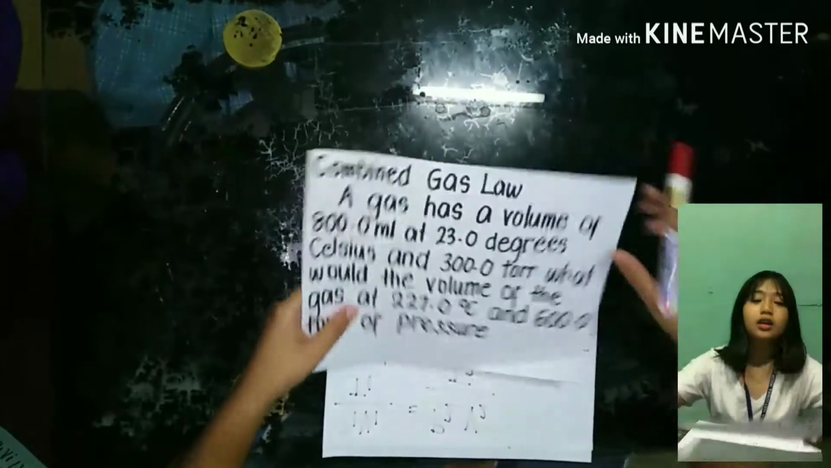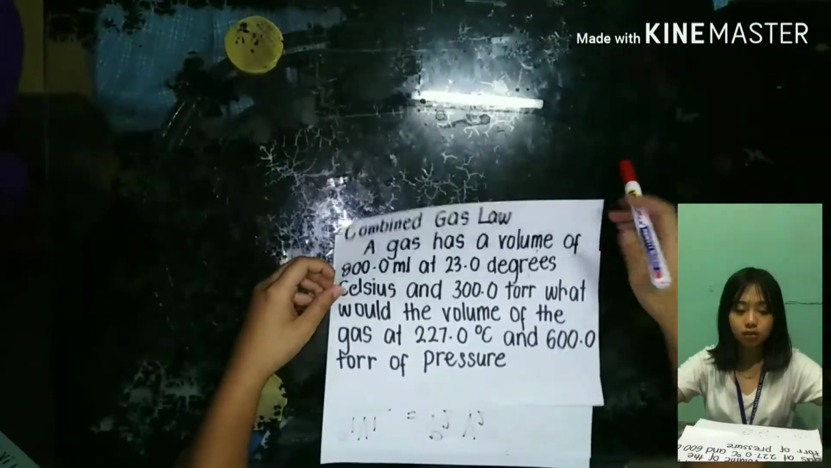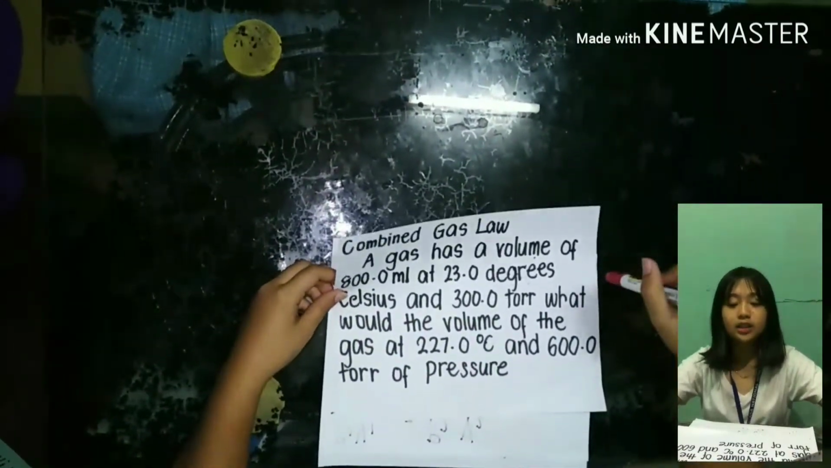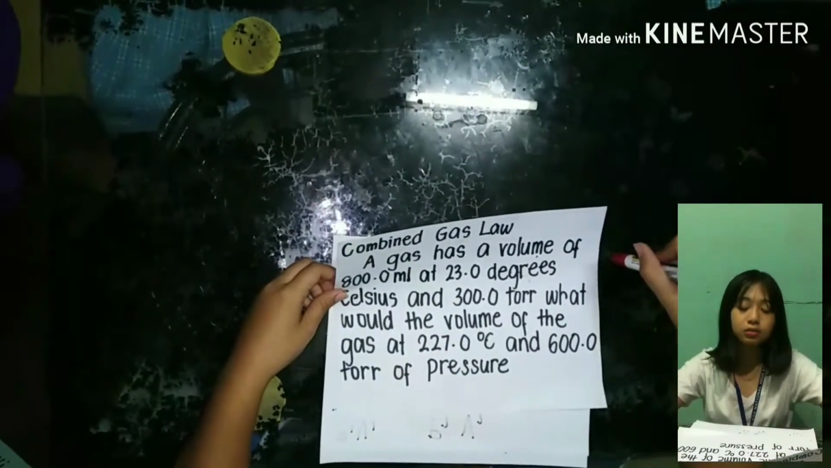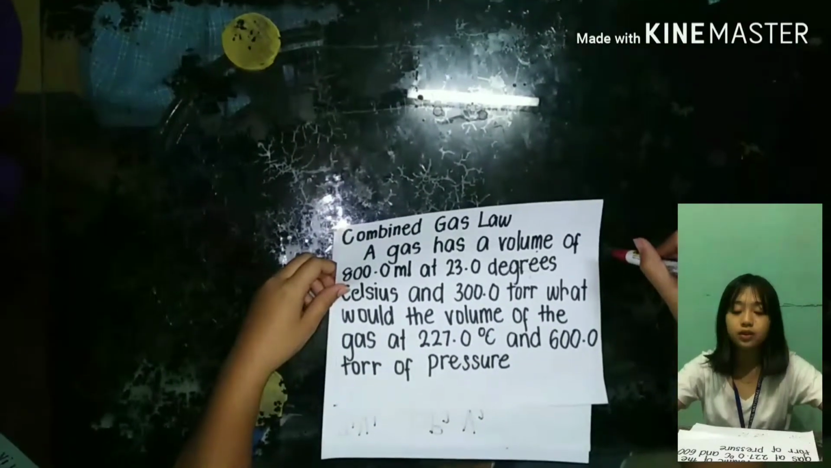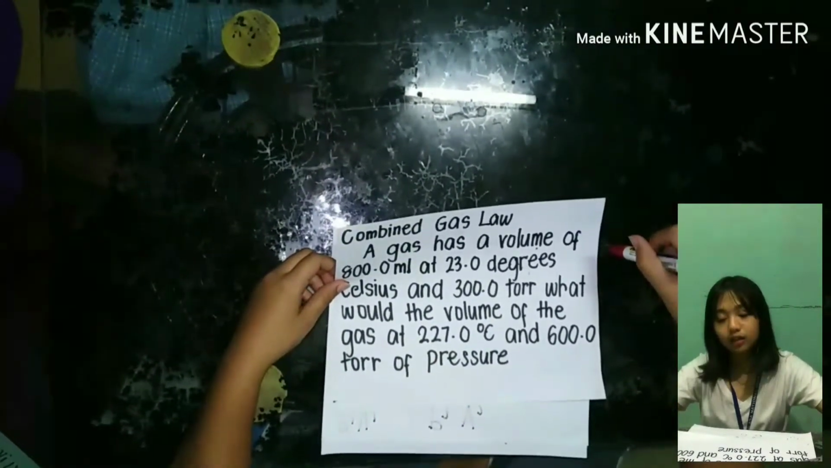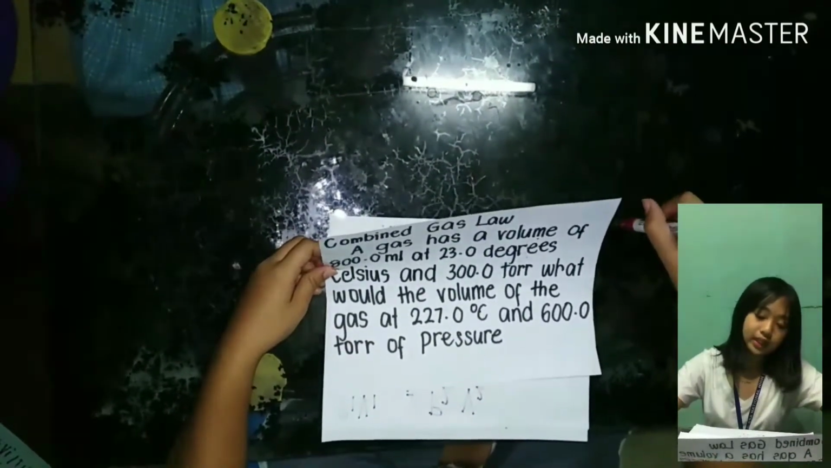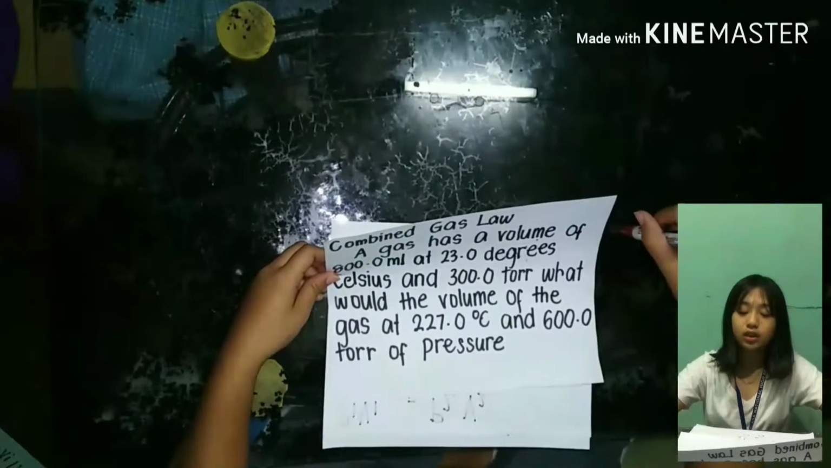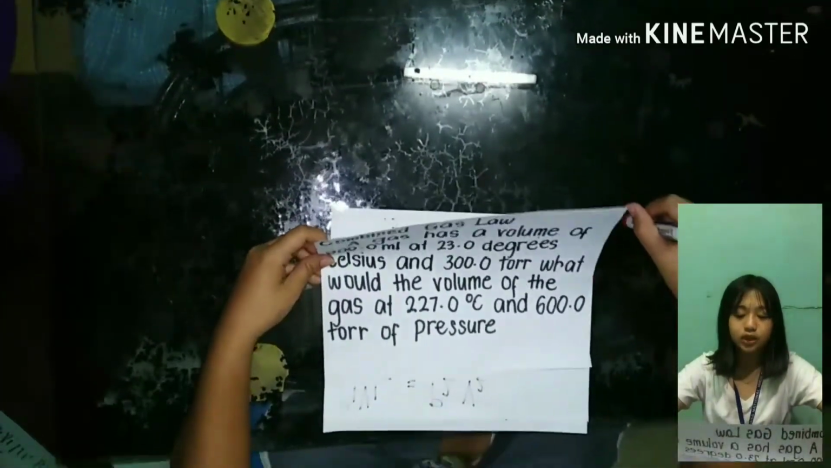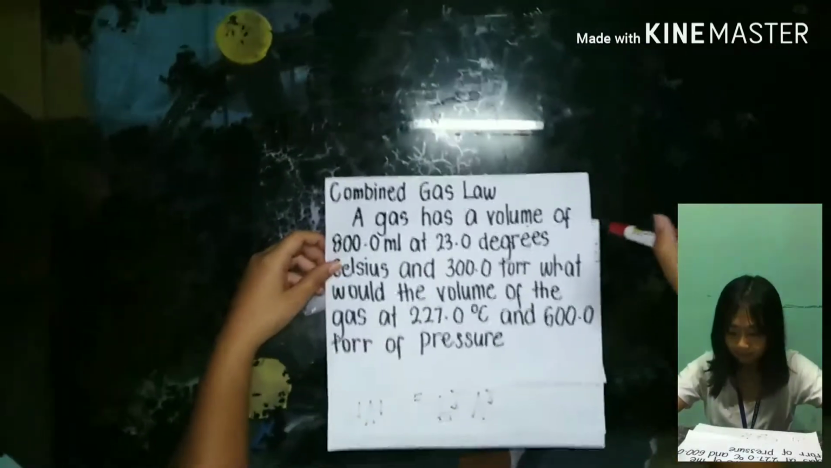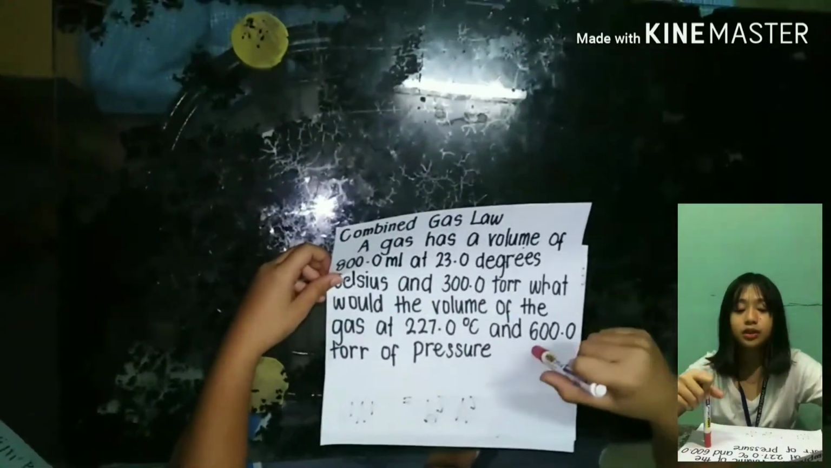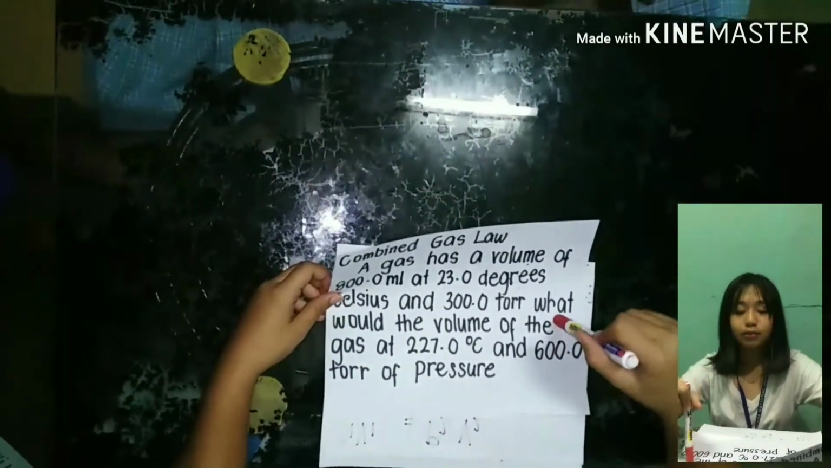So, we have here a question for the combined gas law. It says here that a gas has a volume of 800.0 milliliters at 23.0 degrees Celsius and 300.0 torr. What would be the volume of the gas at 227.0 degrees Celsius and 600.0 torr of pressure? It says here that the missing one is the final volume.